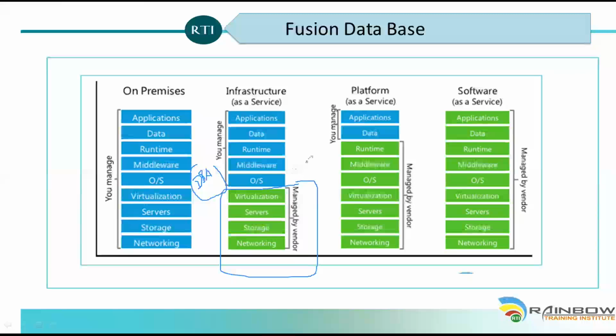Okay, so those are the three options available in the market right now. One is SaaS, second is PaaS, third is IaaS. And the fourth one, on-premise, anyway is not available.